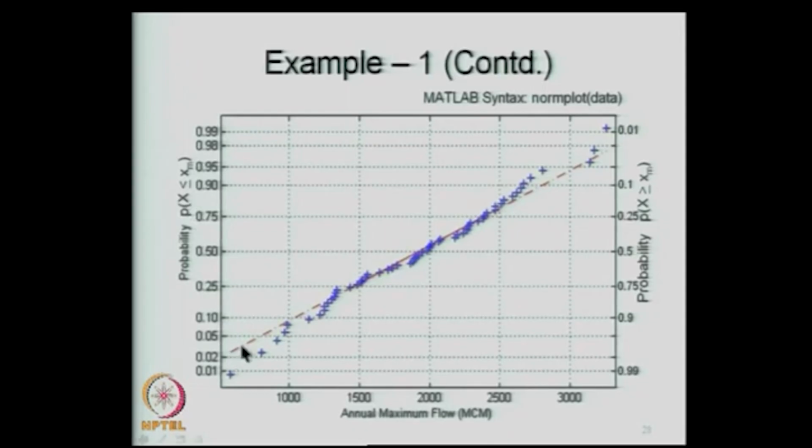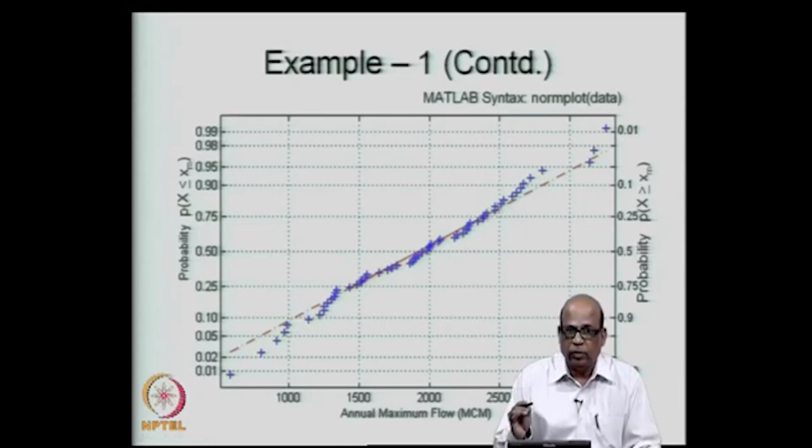The theoretical line in this case is shown by the red line here. That is, this is the best fit straight line for the case where this data set were to follow a normal distribution theoretically. Then all of these points would have come on this particular straight line. But there are some departures, some of the data are departing from the straight line.